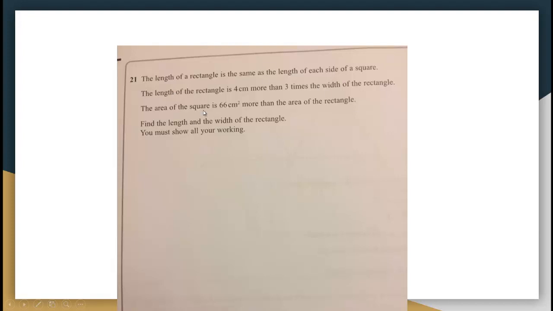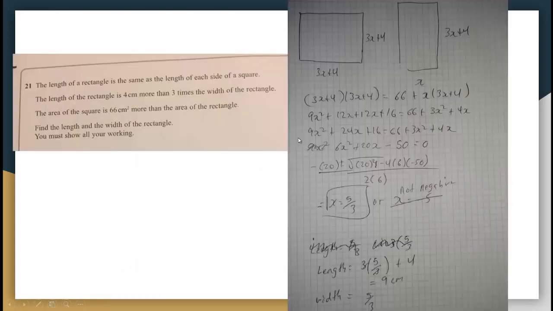Here's another question for you guys to try. Have a go, click pause, and I'll go over solutions for it. So this question is slightly difficult in terms of comprehending what's going on, because there's a lot going on, but we know the length of the rectangle is the same as the length of each side of the square, so both have 3x plus 4. In some places the lengths are the same, so we could name these 3x plus 4, and the length of the rectangle is 4 centimeters more than 3 times the width of the rectangle.